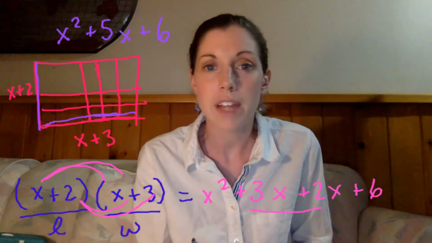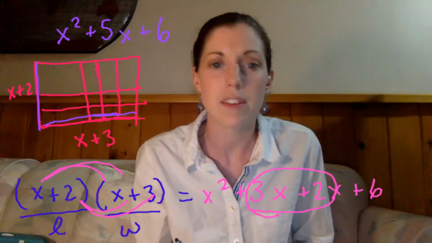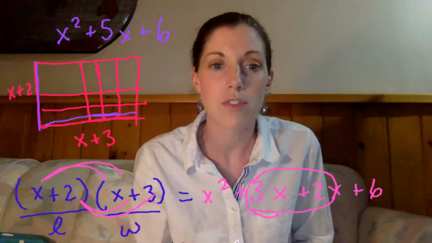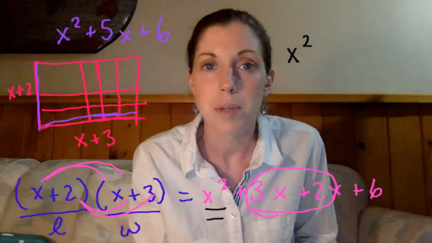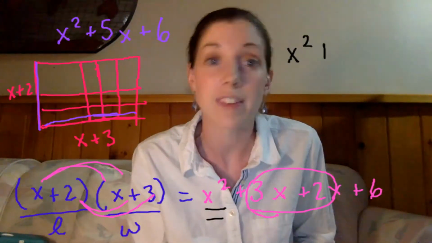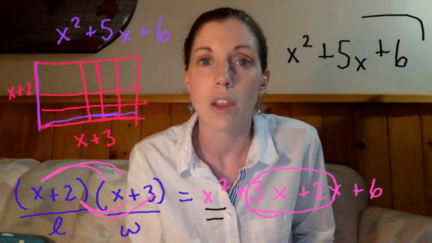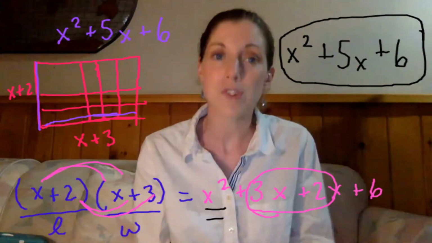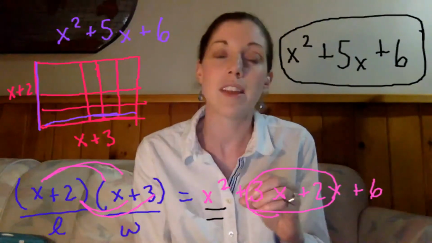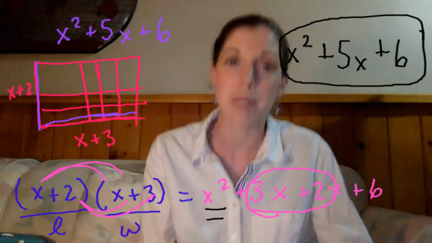And when I put the like terms together, the 3x and the 2x here, I end up with this very interesting and familiar expression, x squared plus, let's see, 3x and 2x is 5x, and 6 ones. And lo and behold, I've gotten the same answer. And so what we've shown is that there are two ways to label the area of a rectangle, right? It's the same thing that we did over here.